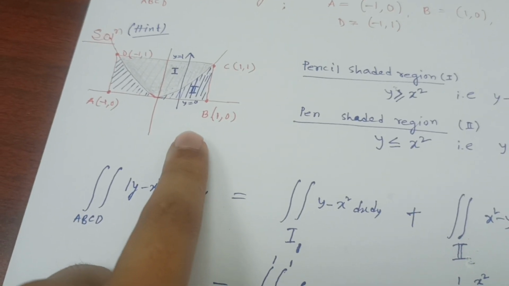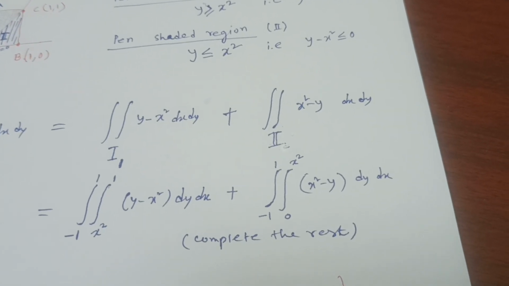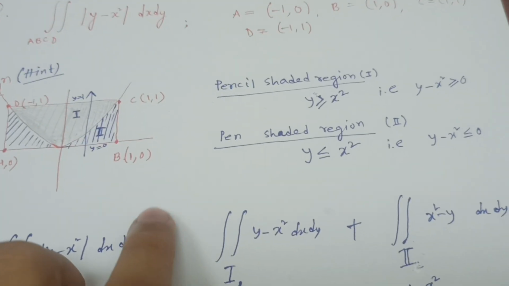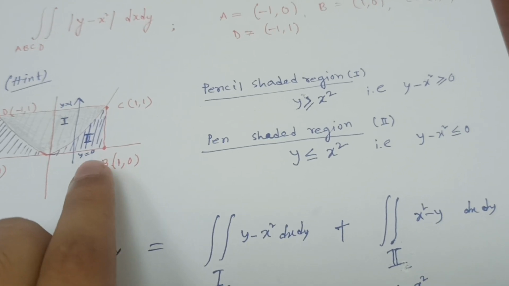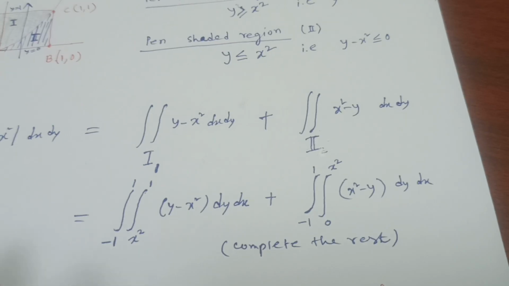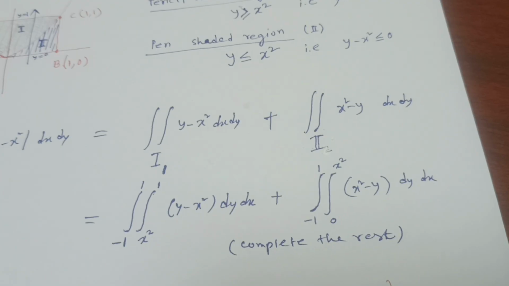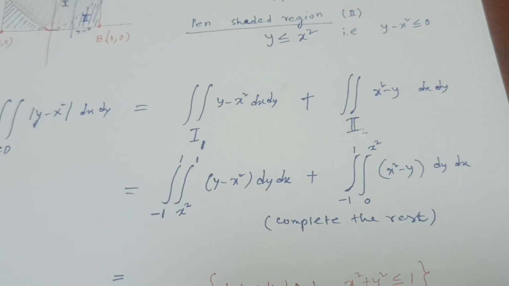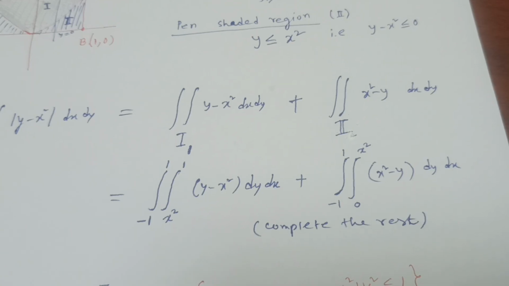Similarly for the region I2, the region which is shaded with pen, the limits of y are 0 to x square, because this line starts with y equal to 0 and ends with y equal to x square. And for the limits of x, it will be minus 1 to 1. So this is what I got. Now this is just some simple calculation which you can do, and you can calculate the limit.